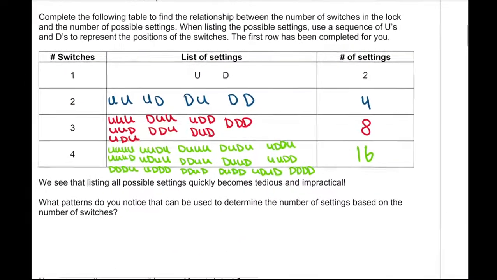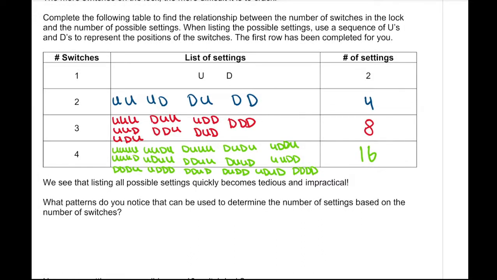Coming back to our table, this should be all the positions that we've found for the different numbers of switches. We did 1 and 2 together. For 3 switches, you should have found 8 possible settings, from all up through all down, which gives us a total of 8 settings.